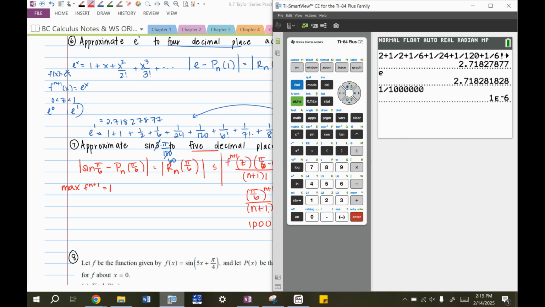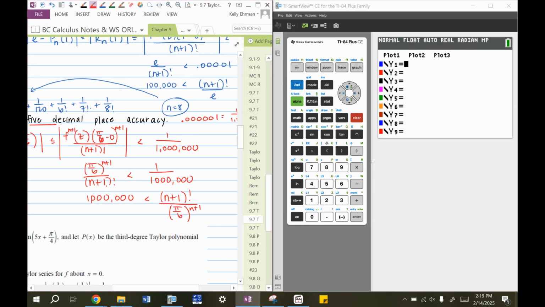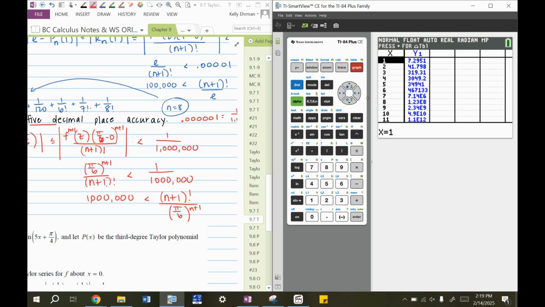Okay, so let's get that into our y equals. I am plugging in x plus 1 factorial divided by pi over 6 to the x plus 1 power. Go into my table, and I'm looking for a number bigger than 1,000,000. 3,000, 34,000, 467,000, 7 million. So it looks like n equals 7 is what I'm getting.